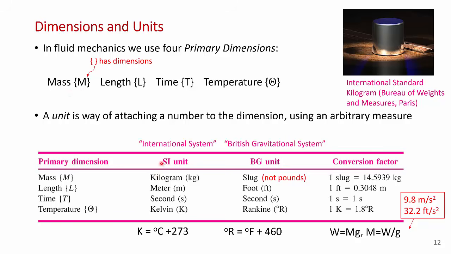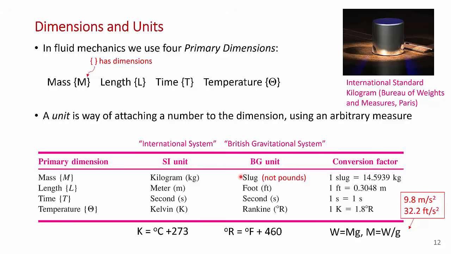And of course, we're going to use the metric system, the international system, and we're also going to use the British gravitational system. And I'm sure you're familiar with the metric system. For dimensions of m, L, T, and theta, it's kilograms, meters, seconds, and Kelvin, or degrees C. If you want to convert Celsius to absolute units, you add 273. Keep in mind that the size of a Kelvin degree and the size of a Celsius degree are the same. So if you're talking about temperature differences, you don't add that 273.